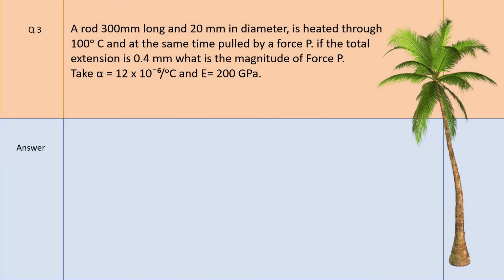A rod 300 mm long and 20 mm in diameter is heated through 100 degrees Celsius and at the same time pulled by a force P. If total extension is 0.4 mm, what is the magnitude of force P? Take alpha equal to 12 into 10 raised to minus 6 per degree Celsius and E equal to 200 gigapascal. 200 gigapascal is 2 into 10 raised to 5 Newton per mm square.